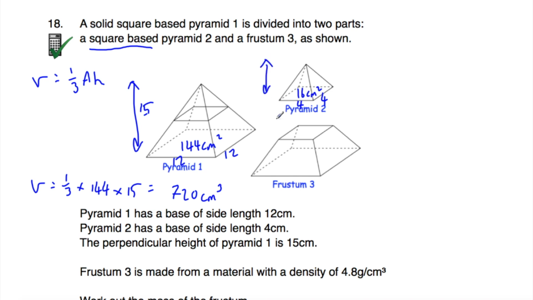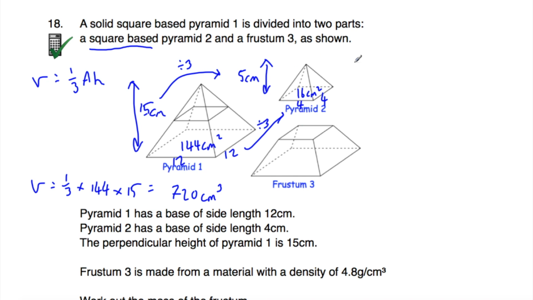In terms of its height, let's compare the bases. This base is 12 by 12, and this base is 4 by 4. It's a third of the size. The height of the whole pyramid is 15 centimeters, so the height of this pyramid would be 5 centimeters, a third of it. Because we've divided the length of the base by 3, we'll divide the height by 3, because these pyramids are mathematically similar, so they have the same scale factor of enlargement.